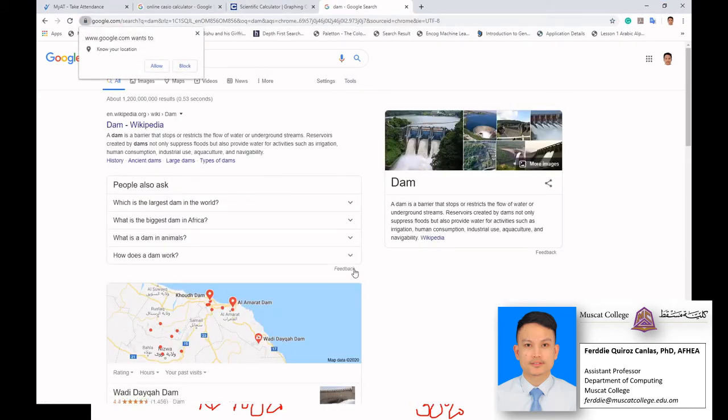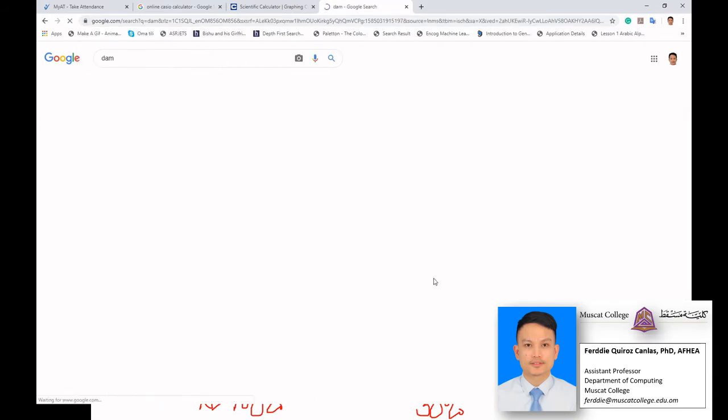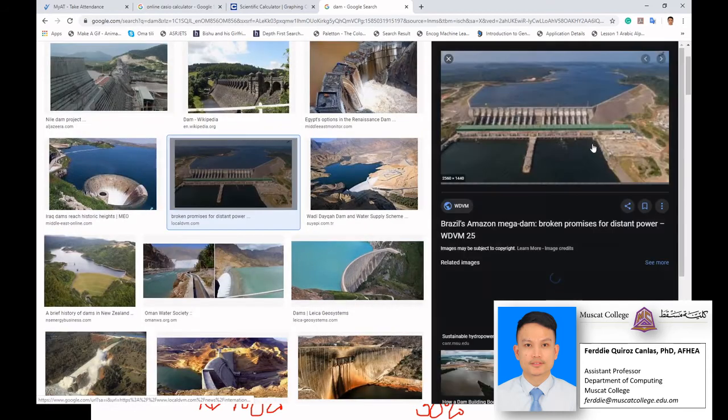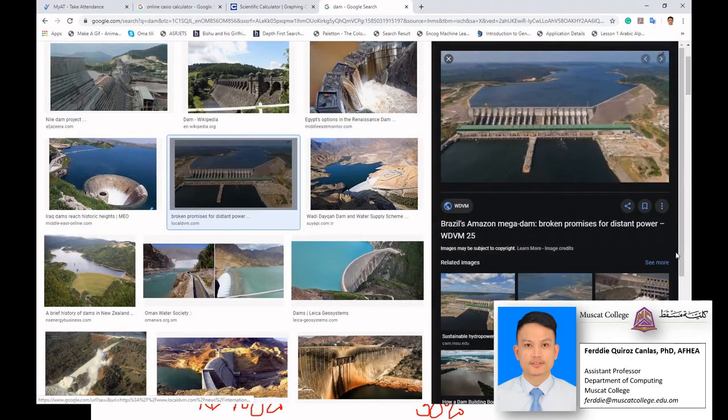I think we have plenty of dams here in Oman. For those who haven't seen what a dam is, this is an example of a dam. Let me look at this. Do you see my screen now? Friends, can you see my screen? So this is an example of a dam.